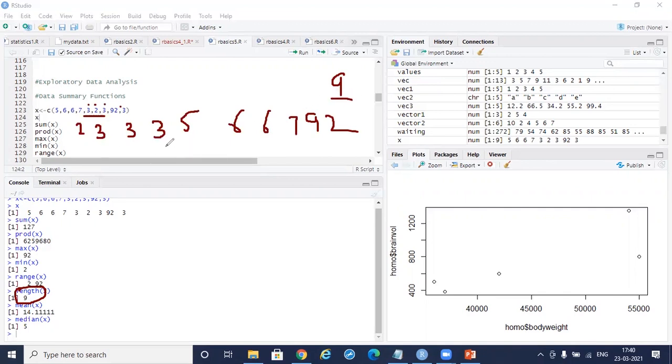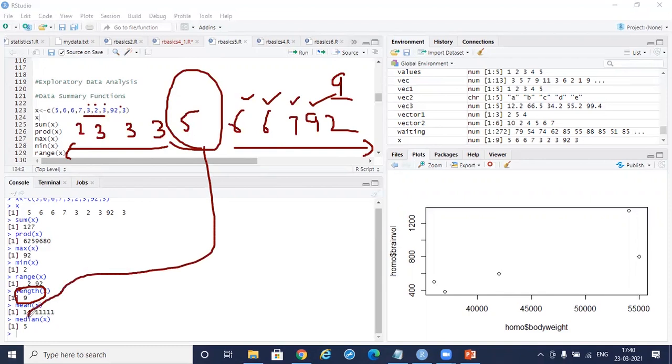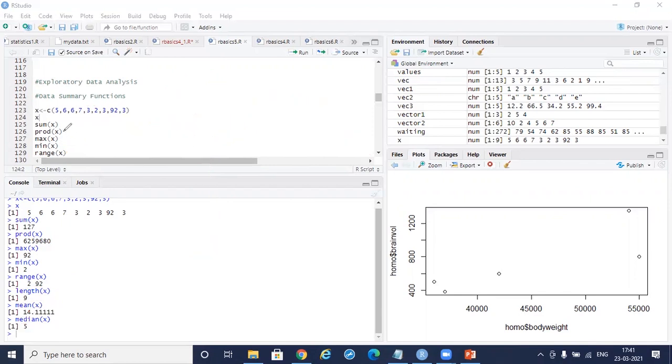See, 4 numbers this side we can leave, and 4 numbers we can leave this side: 6, 6, 7, and 92. So what is the median number? 5. So 5 will become the median here. That's why the median is coming as 5. So before calculating the median, it will put all the data in ascending order here.